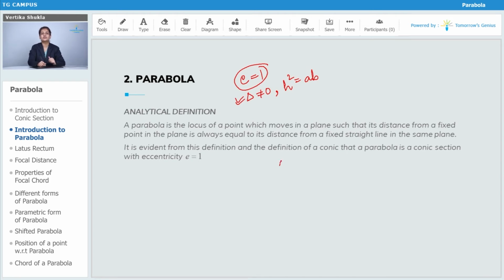What was the constant ratio? PS by PM. They are saying that PS is equal to PM. If PS is equal to PM, this will imply that the value of e is equal to 1, because if PS is equal to PM, then this will cancel out to give you the constant ratio, or the value of the eccentricity e, as 1. So when e is equal to 1, you get a parabola.